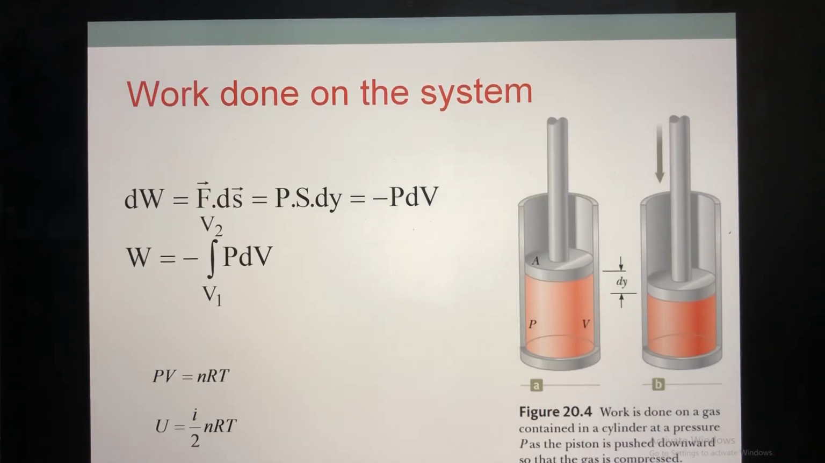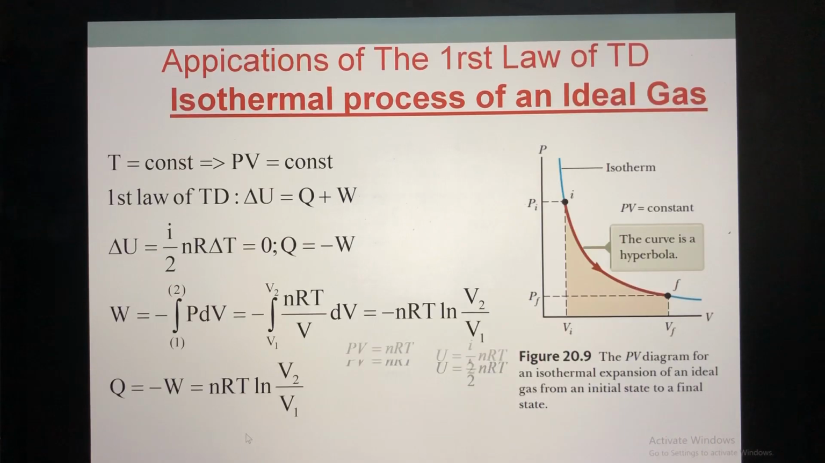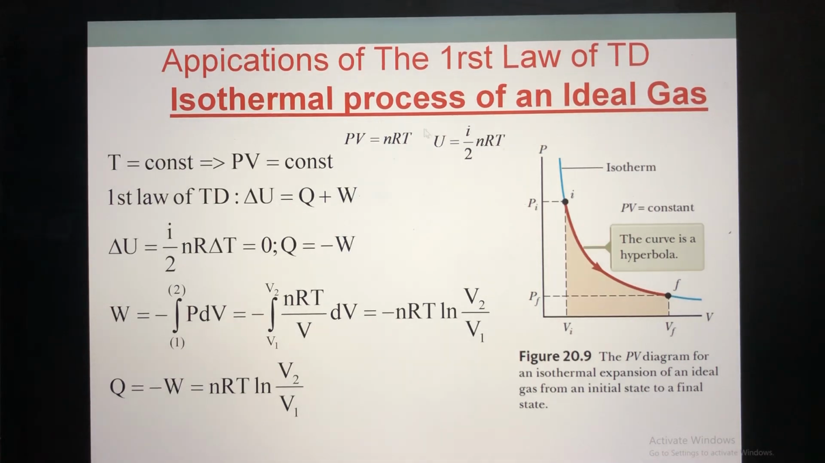So here, remember, for each process we have to calculate the work, the change of internal energy, and then based on the first law we calculate the heat. Before doing that, I remind a bit about this equation for ideal gas and this formula for internal energy of a system, okay? So now we move to the first process, isothermal process. So how do we calculate? We apply the first law for isothermal process.